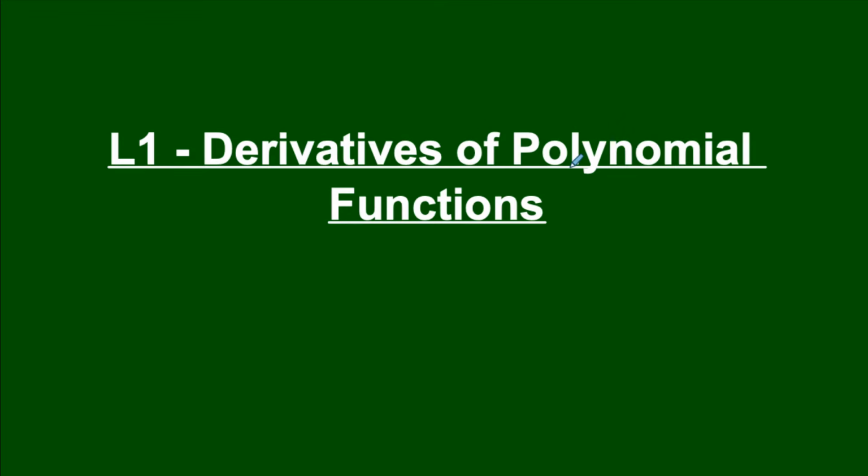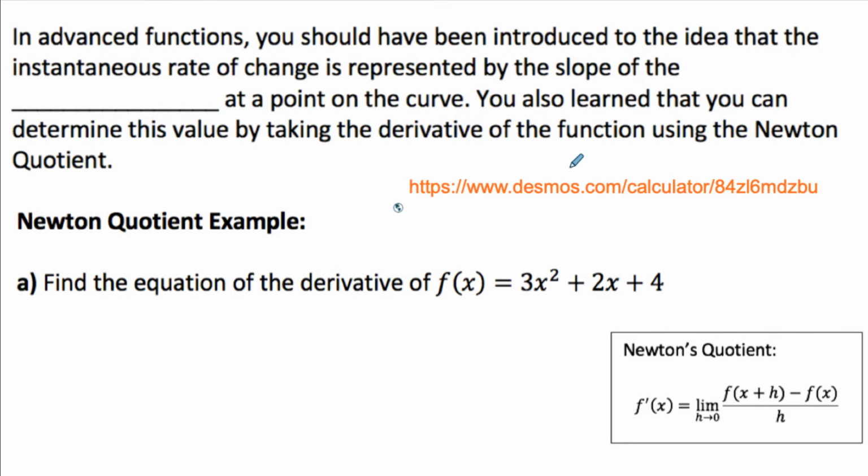Here's our first lesson for the Calculus and Vectors course. This lesson is on the derivatives of polynomial functions. Now, in your previous course, in the Advanced Functions course, you should have been introduced to the idea that to calculate an instantaneous rate of change, you can do that by finding the slope of the tangent line.